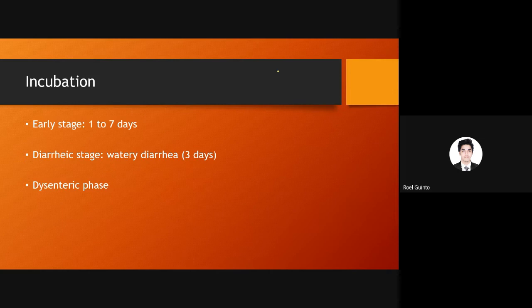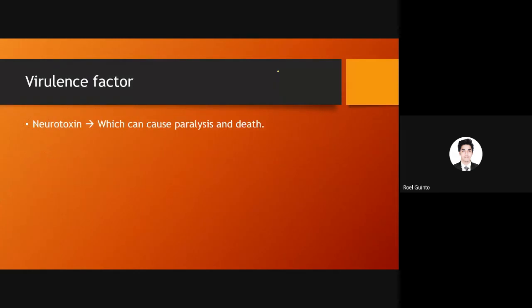The incubation period for Shigella in early stage is 1 to 7 days. In diarrheic stage, 3 days na siya. So the patient produces watery stool or watery diarrhea. And we have dysentery phase. So the virulence factor for Shigella, it has neurotoxin, which cause paralysis and death. It affects the CNS or the central nervous system.